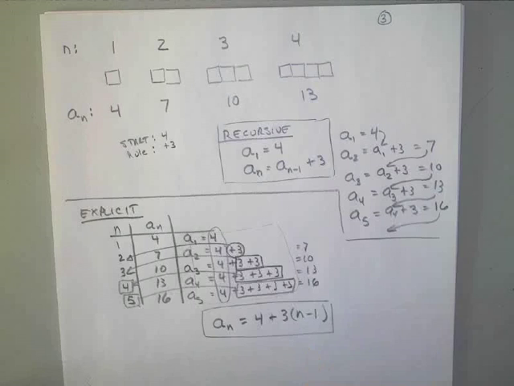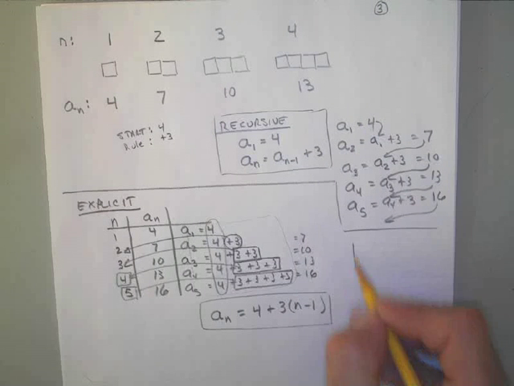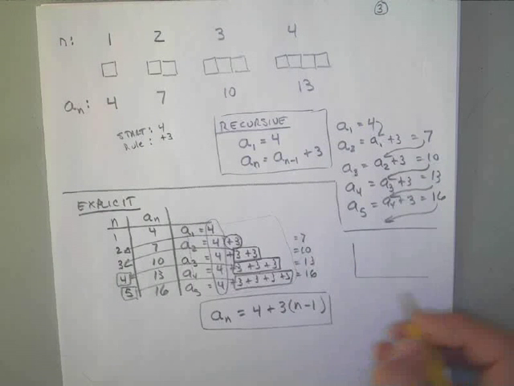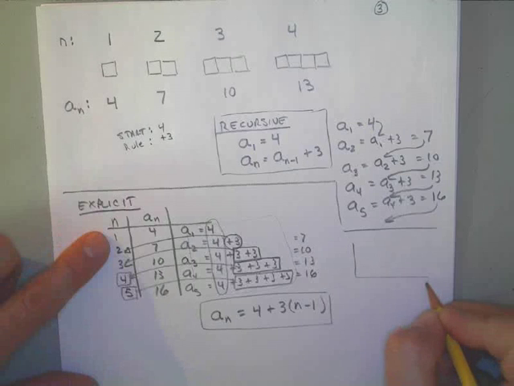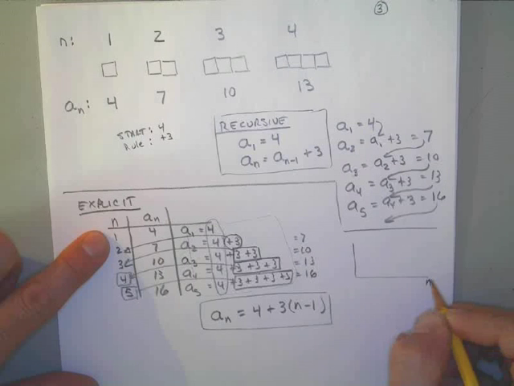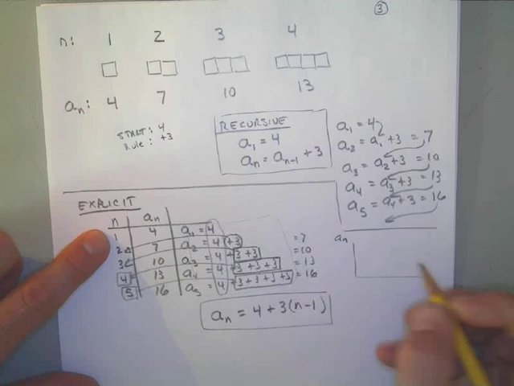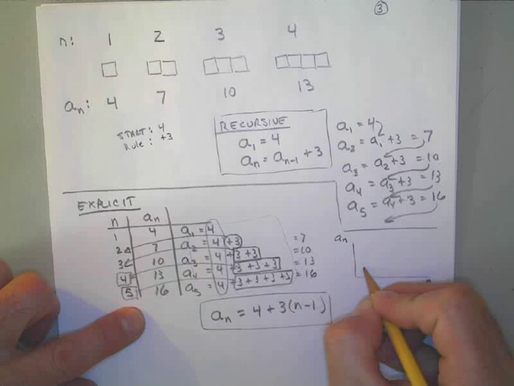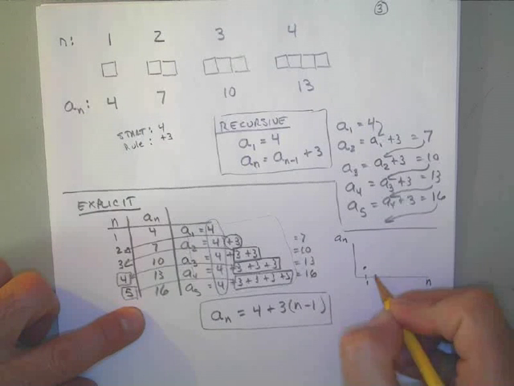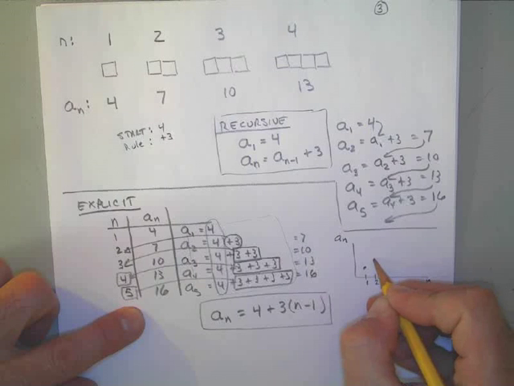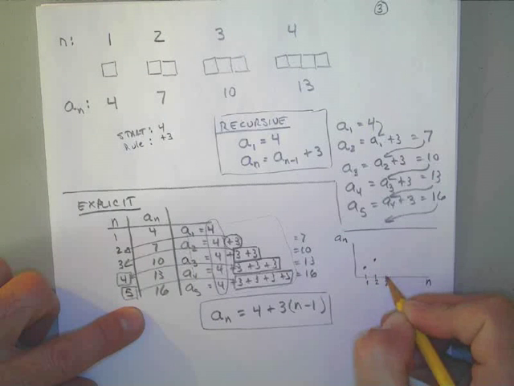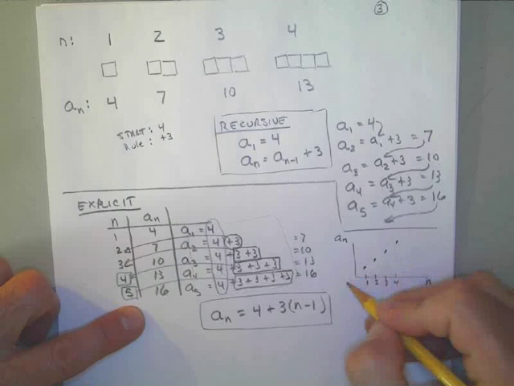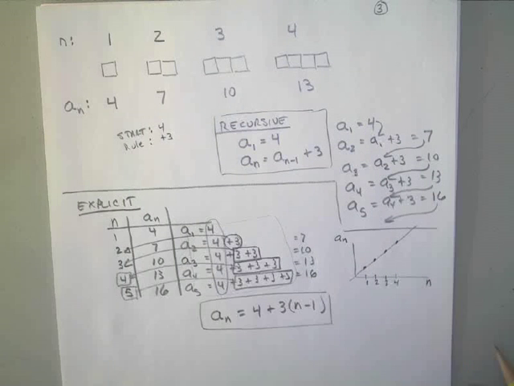Now, let's do one other thing. If we were to graph this sequence and we put n on the x-axis and we put a sub n on the y-axis, well, when n is 1, a sub n would be 4, and for 2 it would go up by 3, and for 3 it would go up 3 more, and for 4 it would go up 3 more. It looks like it would go up in a straight line, or be linear.